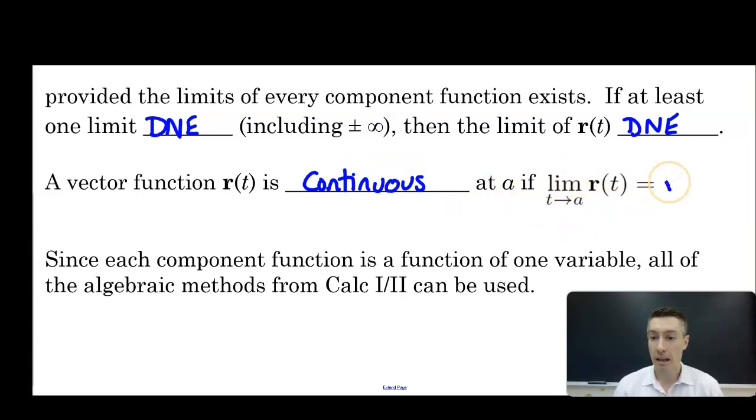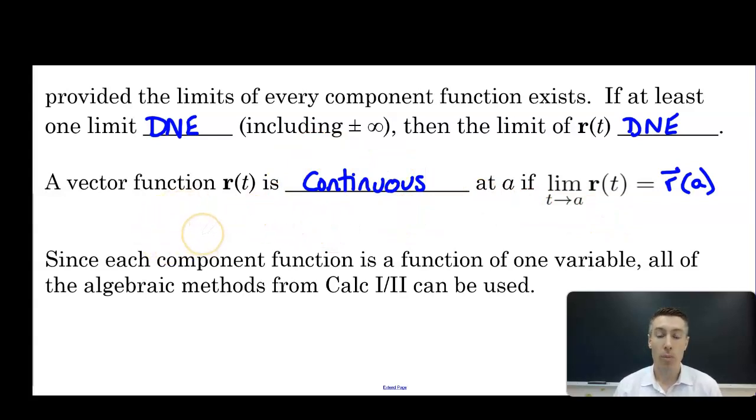A vector function r of t is continuous at a if the limit as t approaches a of r of t is equal to r of a. So this is the same definition of continuity from single variable calculus applied now to a vector function, which says the limit as we approach a point has to be equal to the vector function evaluated at the point. And that would be the definition of continuity.